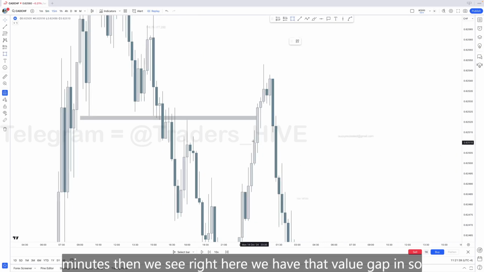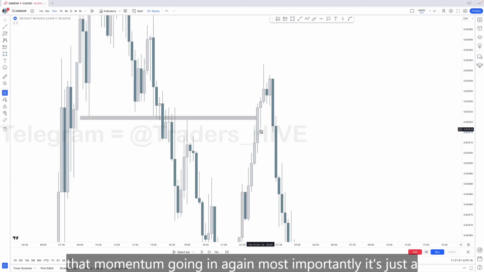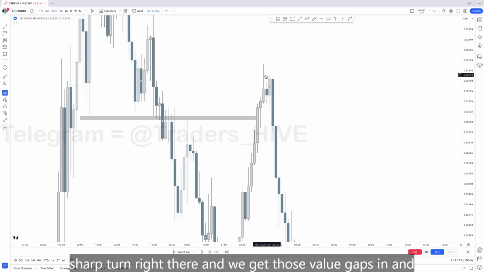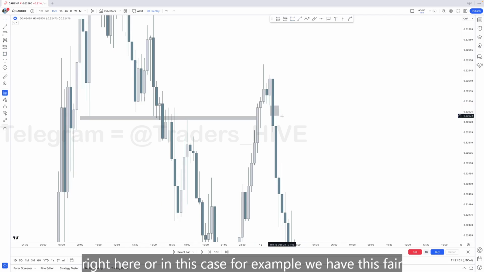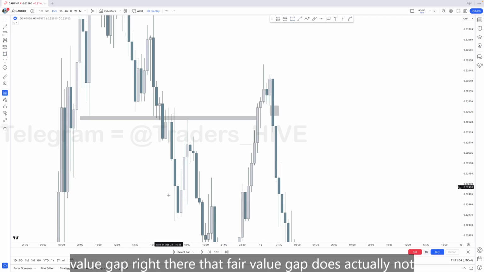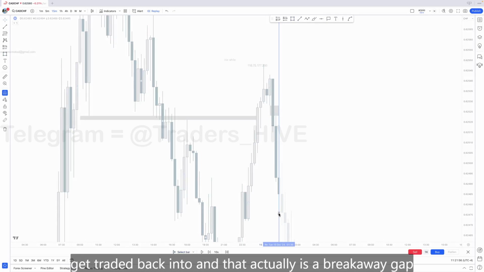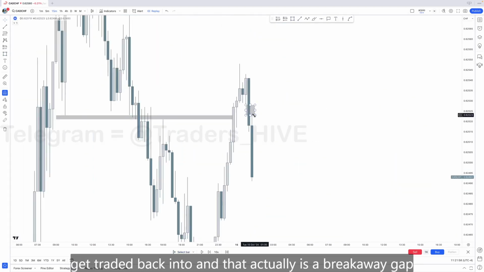Then we see right here, we have that fair value gap in, so that momentum going in again. Most importantly, it's just a sharp turn right there, and we get those fair value gaps continuing lower. Now, what you do in a sharp turn entry right here, or in this case, for example, we have this fair value gap right there. That fair value gap does actually not get traded back into, and that actually is a breakaway gap.